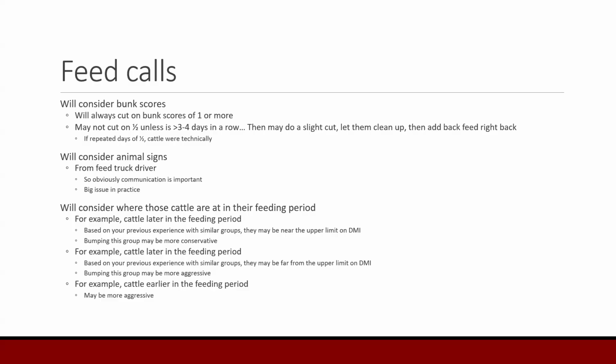Based off of your prior experience with similar groups, you know that they may be closer to their upper limit on dry matter intake. So as animals go and their duration on feed becomes longer, that intake plateaus. Maybe you're going to be less aggressive with your feed calls, so your feed bumps, as that animal progresses within that feeding period.